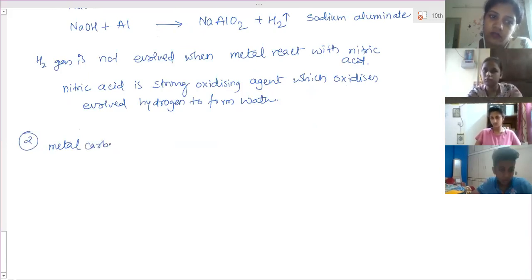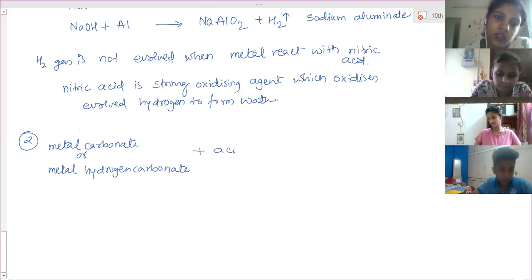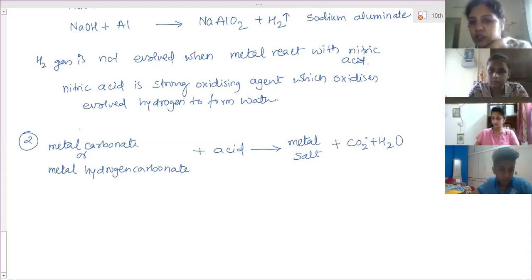Metal carbonate or metal hydrogen carbonate reacts with acid. What will it form? Metal salt, water, and carbon dioxide. Carbon dioxide evolves out.